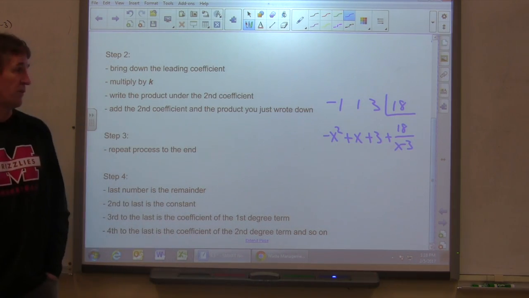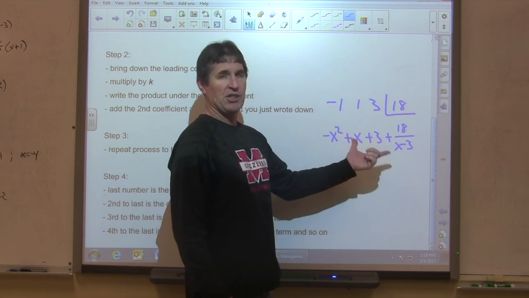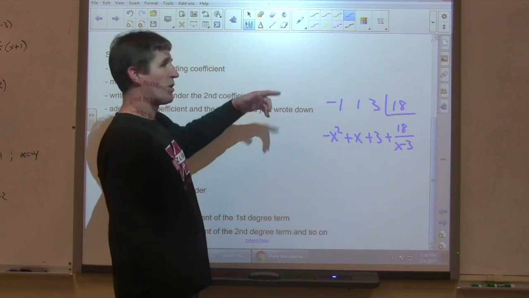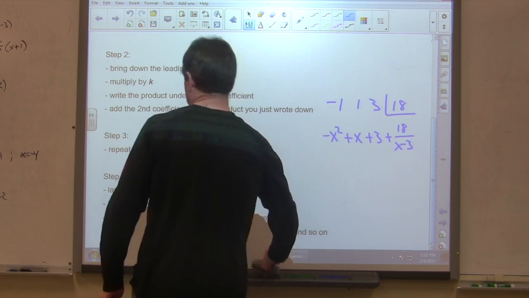Much easier than long division. We could do it by long division, but this is much easier to do and much faster. The reason we can't use it all the time is it only works when we've got it in the form of x minus k.